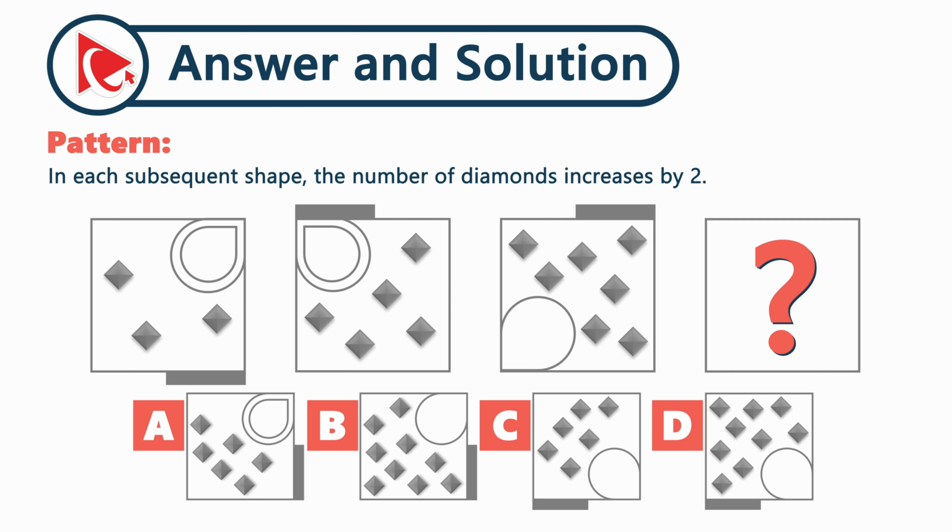Now let's look at the answer choices. This helps us eliminate choices A and C, but we still need to decide which choice is correct, B or D. Let's take a close look at the shaded rectangle, which is located at 5 o'clock in the first shape.